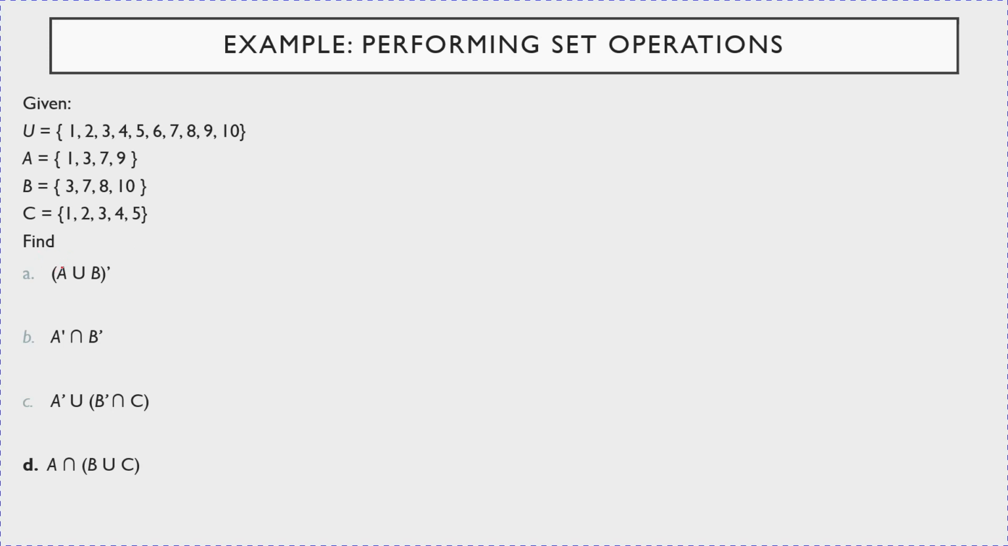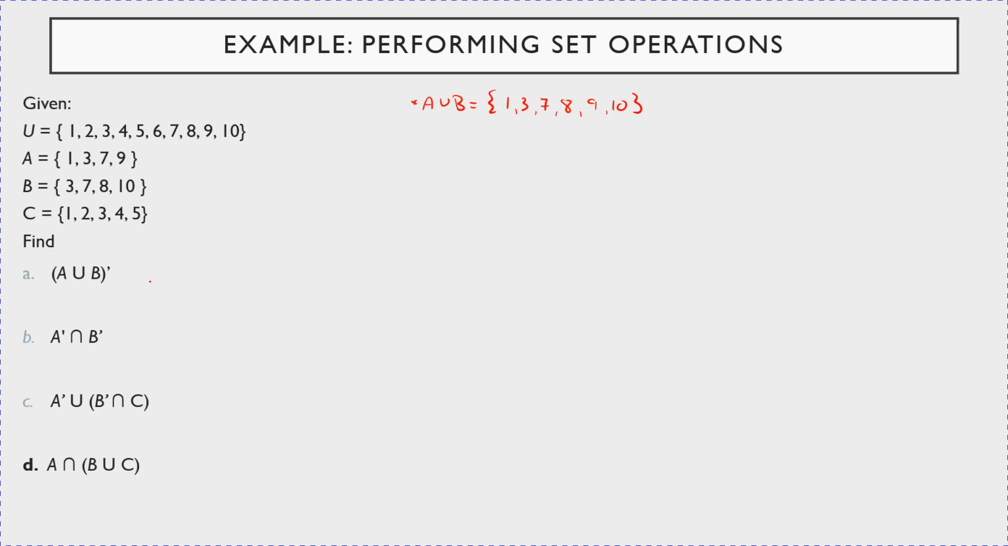First thing it says is find A union B, and then this out here says take its complement after. So A union B and then complement. Let's start up here and first find what A union B is. I'm going to take A and B and push them together. So I would get 1, 3, 7, 8, 9, and 10.